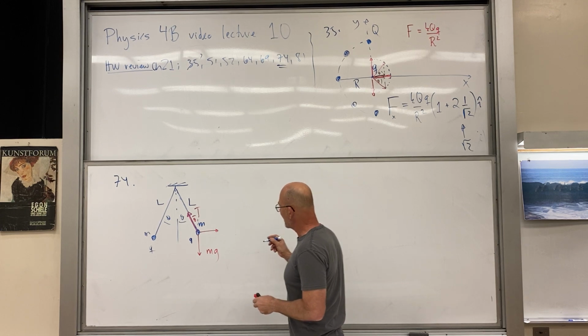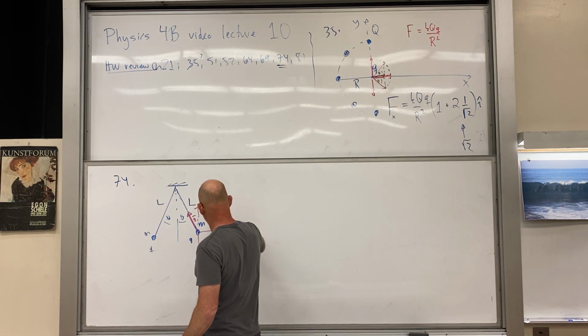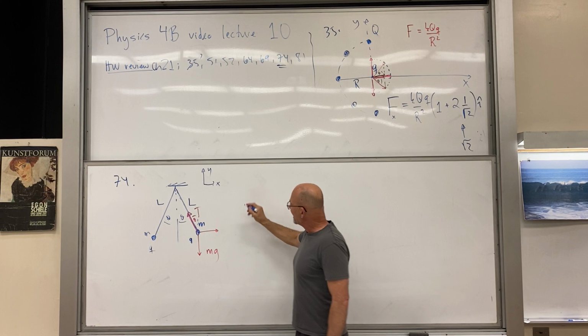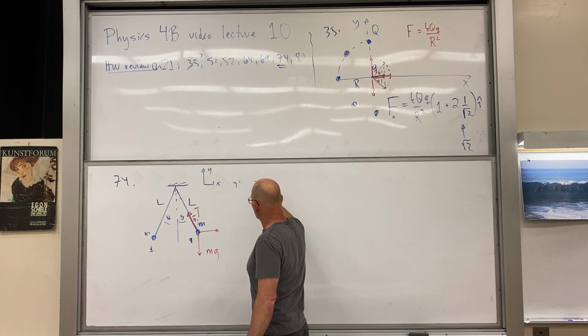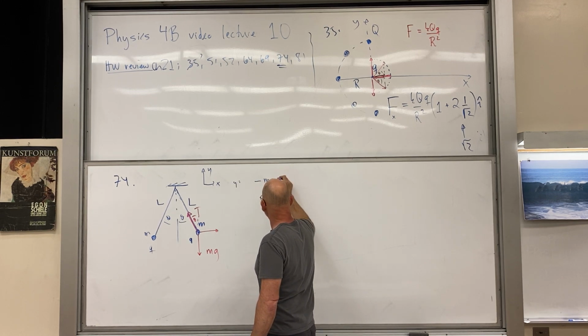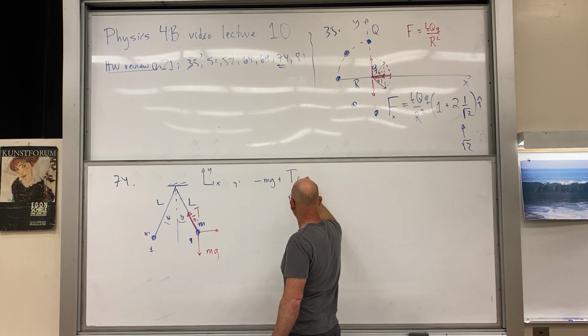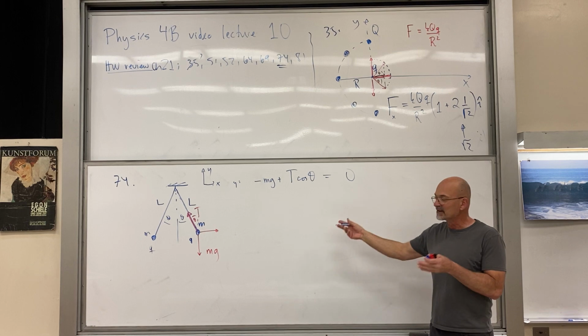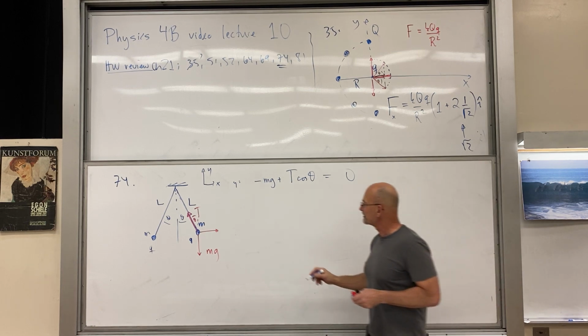Okay, so let's see what we have here. We'll do the y-axis first, so let's declare our coordinate system. The y-axis is pretty clear: minus mg plus T cos theta equals 0, right? We're doing F net force is equal to 0.